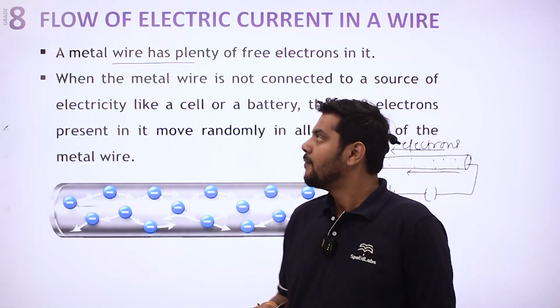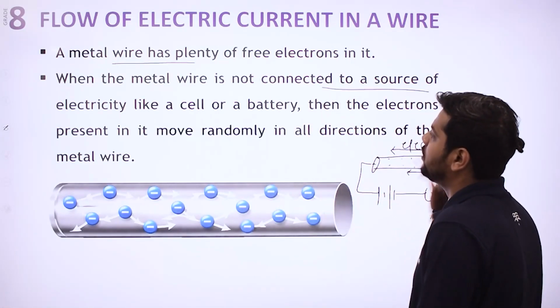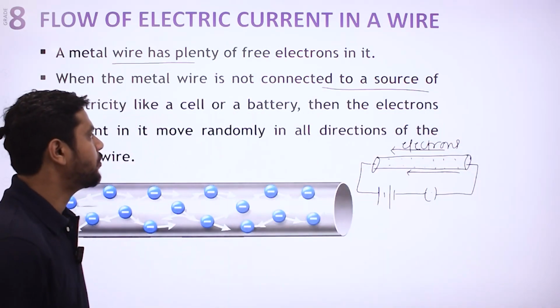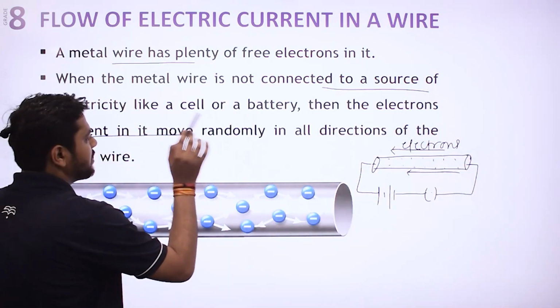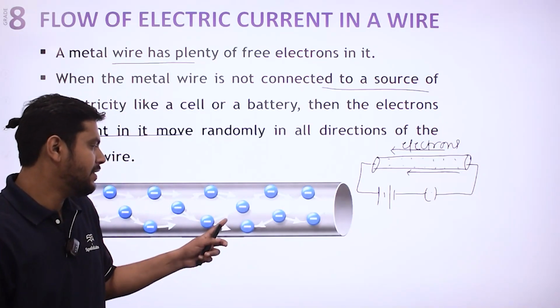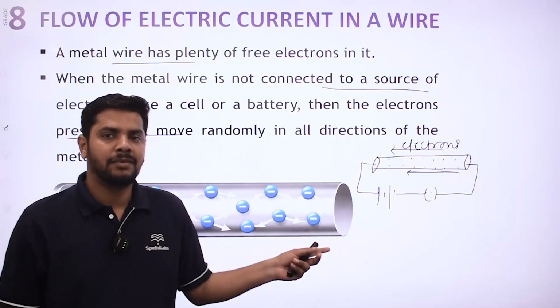Same point is written. When the metal wire is not connected to a source of electricity like a cell or a battery, what will happen? The electrons present in it move randomly in all directions, right? They will start to move in all of the random directions.